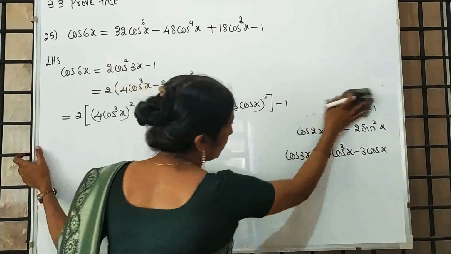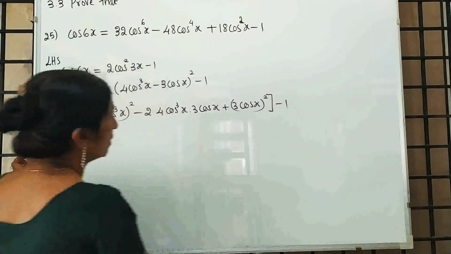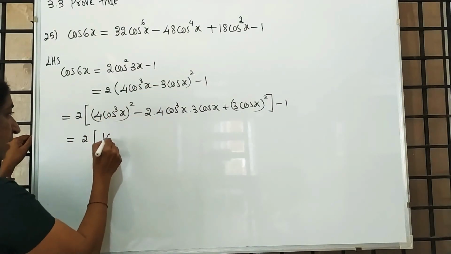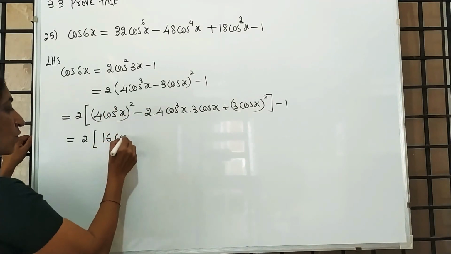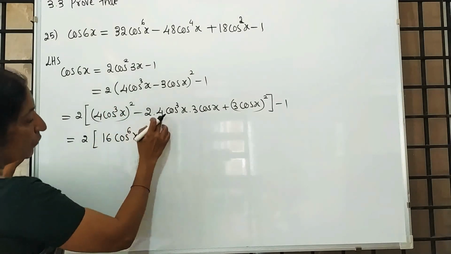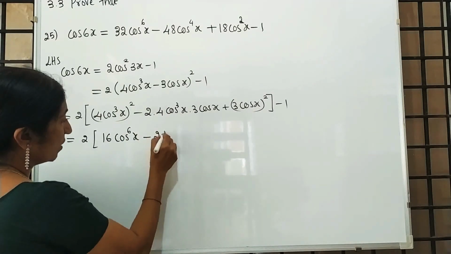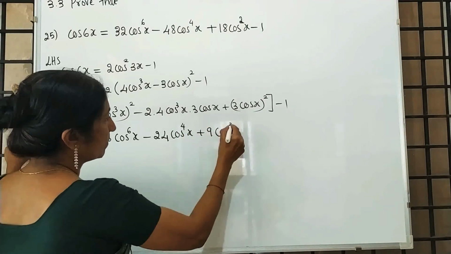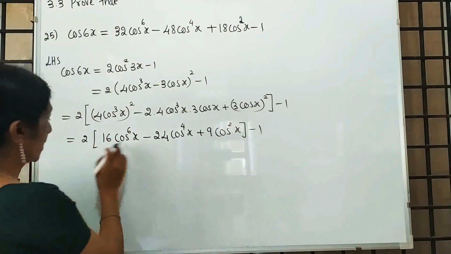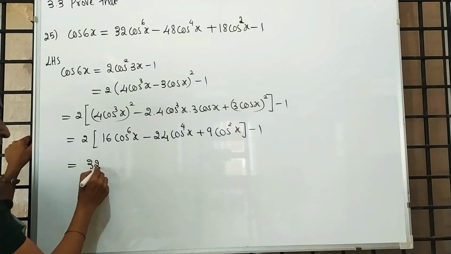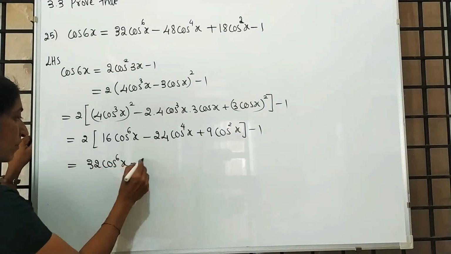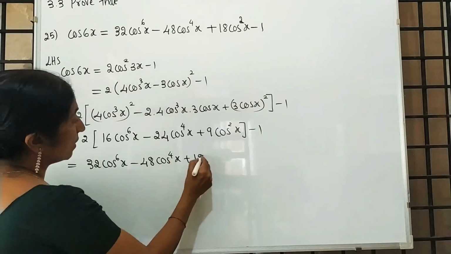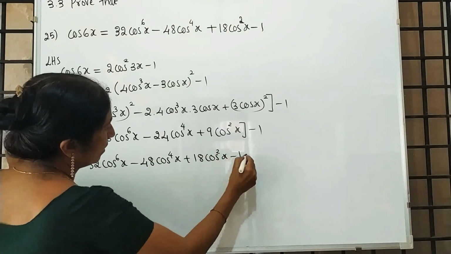Now understood why we use these formulas, depending on the right side answer. 2 as it is, 4 square is 16, cos cube x whole square is cos raised to 6, minus 2 4s are 8, 8 3s are 24 cos raised to 4 plus 9 cos square x minus 1. Take 2 inside the bracket. This is 32 cos raised to 6 minus 48 cos raised to 4 plus 18 cos square x minus 1.